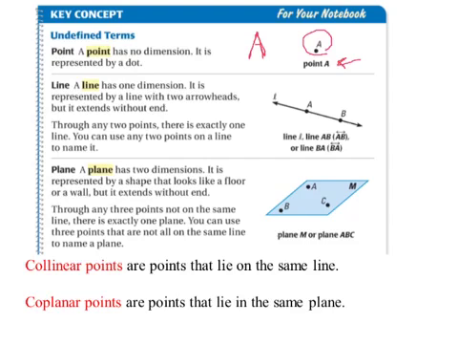A line has one dimension. It's represented by a line with two arrowheads, but it extends without end. That means it goes on forever. This arrowhead means that the line goes on forever in that direction. This arrowhead means the line goes on forever in that direction.